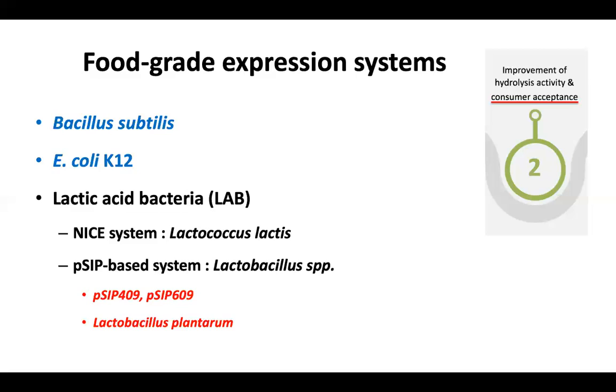The other one is pCIP-based system. Okay, as I said, this is from a group in Canada that we are collaborating with. There are good systems for expression of recombinant protein in Lactobacillus species. So I will tell you only the pCIP-based system because we've been using it in our research. Okay, the expression vector is called pCIP409 or pCIP609. Okay, and the bacteria is Lactobacillus plantarum. This is the bacteria that is used in fermented food to make kimchi. All right.